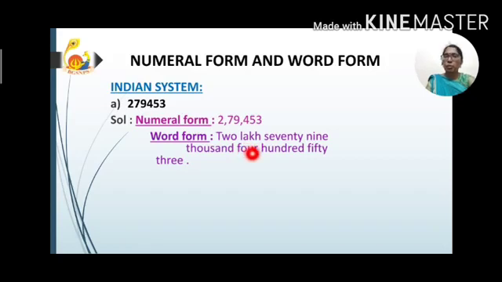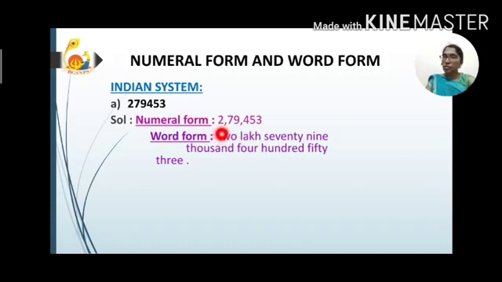These are the two important points, children. When you are writing the word form or when you are reading the number, you have to move from left hand side to right hand side of the number. And the number in each period you have to read as it is, followed by the name of the period. Okay, now let us see what it is.